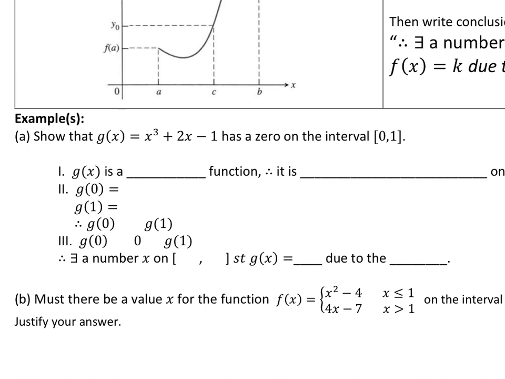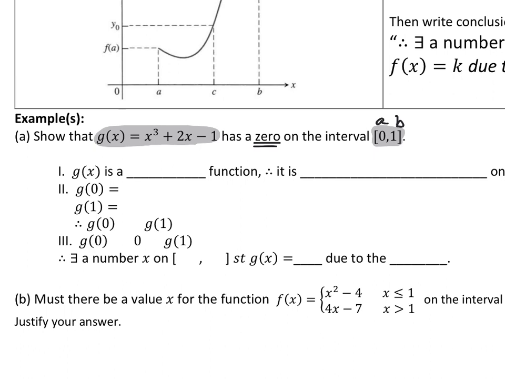Okay, our function we're dealing with this time is g of x. That's the function we're going to be using. The interval is from 0 to 1. So this is a, and this is b. That's the interval. Those are the x values that we're using. We don't care about what's happening on the other sides. We're just looking at the interval between 0 and 1. And we want to know if there is a 0 for that function.